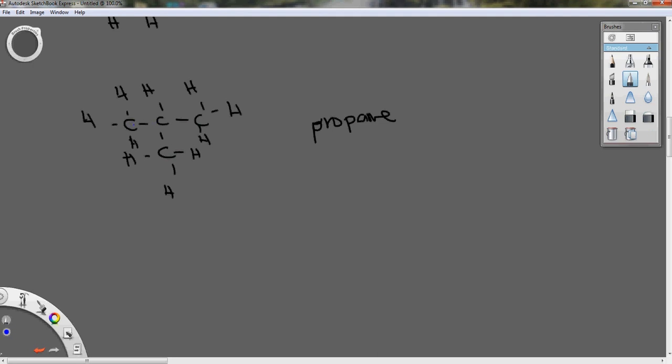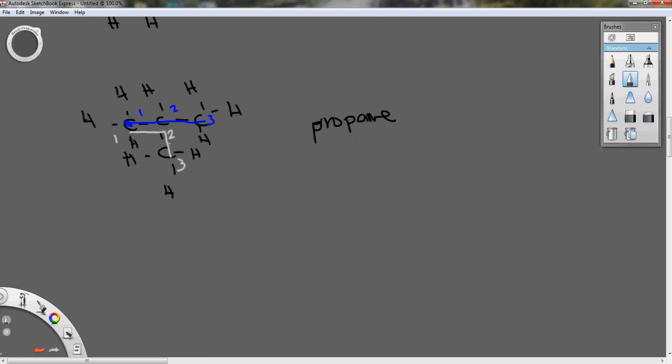So let me just show you. So we start here, and we go across, and we count 3. Could we have also gone towards that bottom carbon? And yes, we could. 1, 2, 3. So it didn't matter which path you took, because they both led to the same number of carbon atoms.